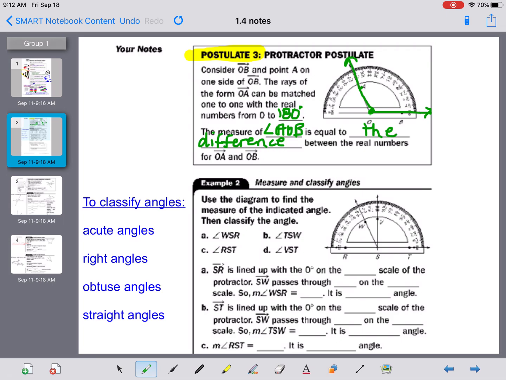Now, a lot of mumbo jumbo there. Okay, I'm going to be honest, I don't know that I ever teach anybody to use a protractor where you don't start at 0. But in case your rays aren't starting at 0, you look at the numbers between them and you subtract them. That's what it means with this difference thing.